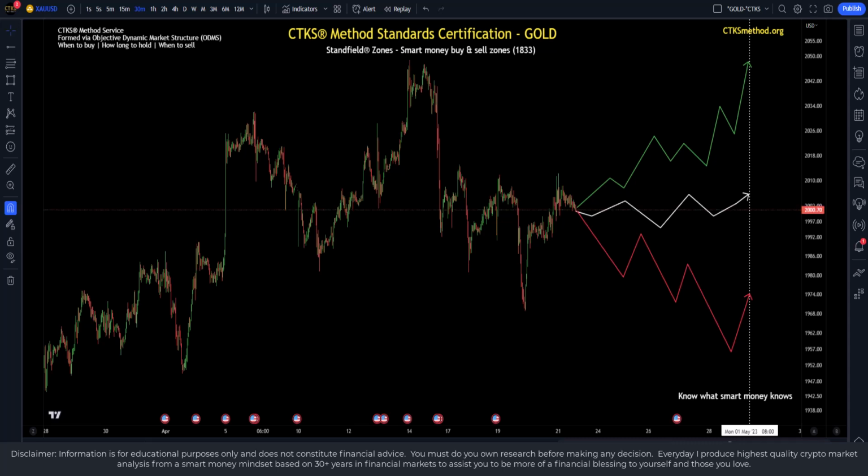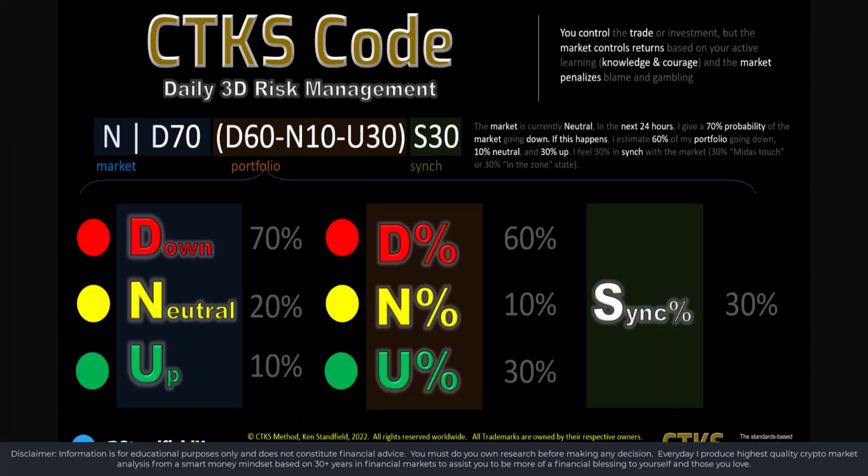The market will reward your active learning. The more synchronized you get, the more money that you will make, and the more probability of being a financial blessing to yourself and those you love. You are paid by the markets when you're synchronized. Active learning is the key to synchronization inside financial markets.